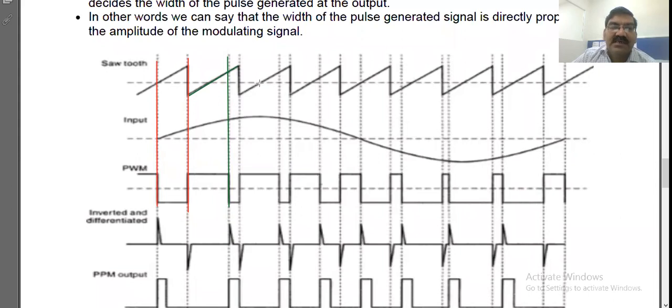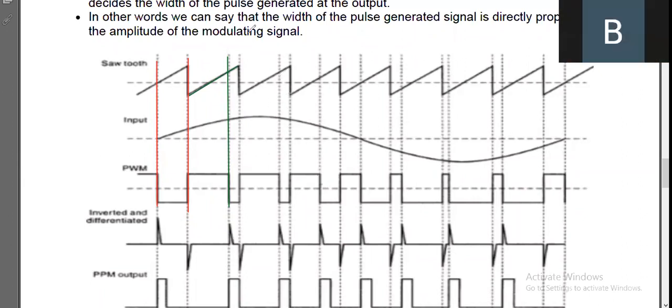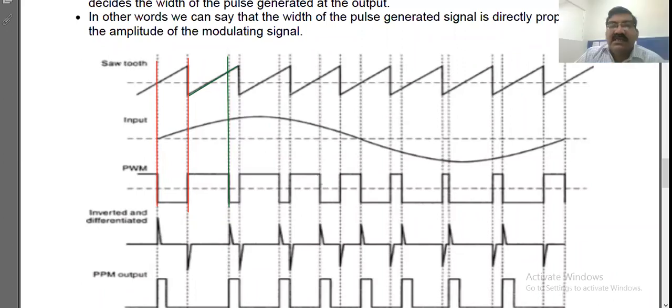So till this it is higher, and if you go to this instant, again the sawtooth amplitude is higher beyond this. So at this instant it is a positive signal, and beyond this it is negative. So I'll just consider here. So accordingly you can see this, whatever the signals are there, at this instant you can see.